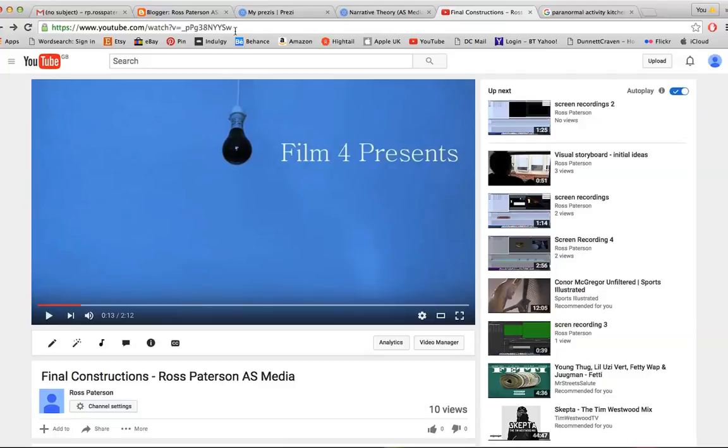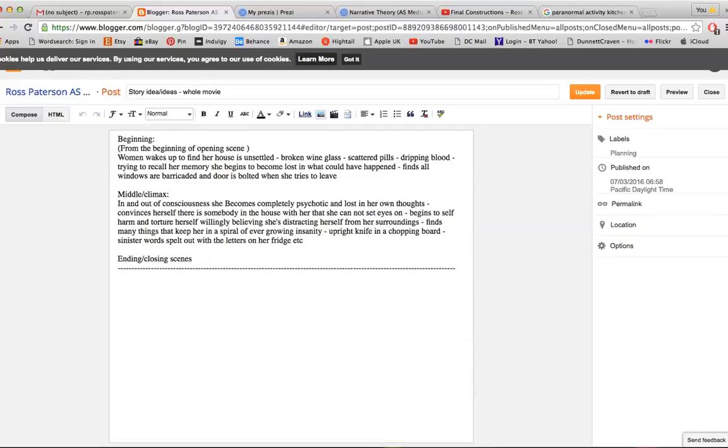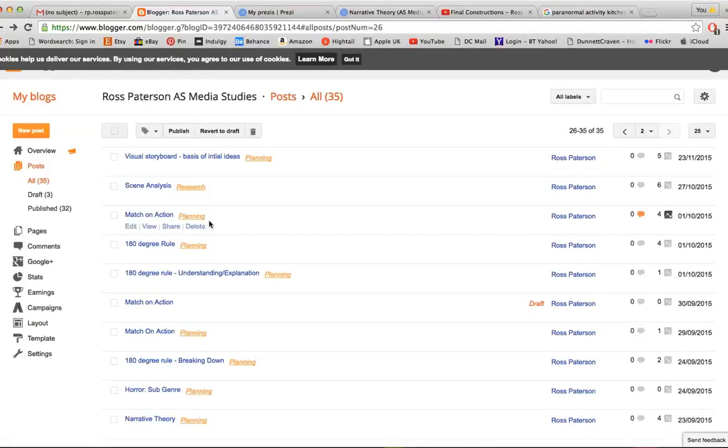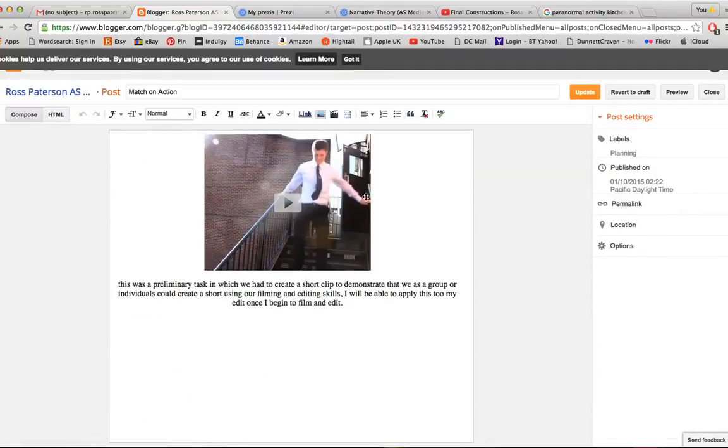And again, just using media conventions, stuff like match on action. It's not very hard, but it helps you create a real sense of a media product. So here is a quick preliminary task in which we had to create a match on action. It was almost a James Bond scene, me running down the stairs and then out into the playground.